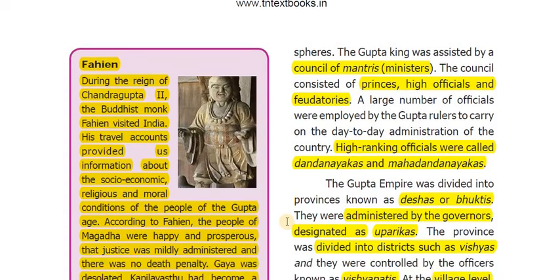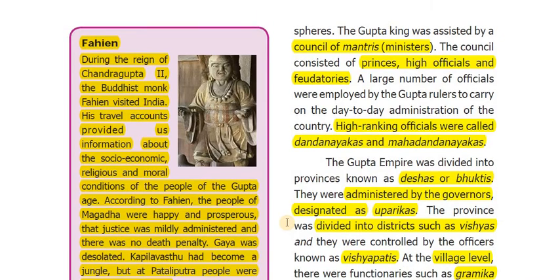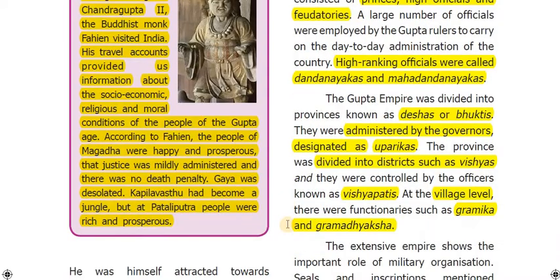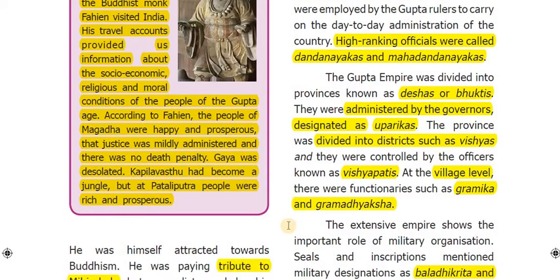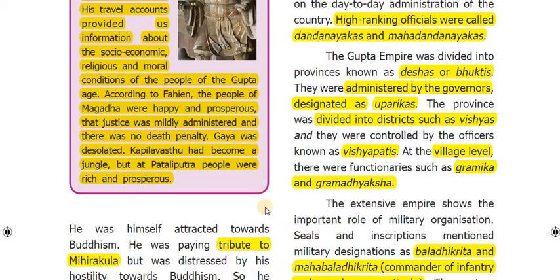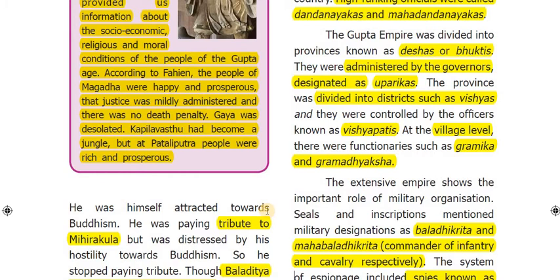A large number of officials were employed by the Gupta rulers to carry on the day-to-day administration of the country. High-ranking officials were called Dandanayakas and Mahadandanayakas. The Gupta Empire was divided into provinces known as Deshas or Bhuktis. They were administered by governors designated as Uparikas. The province was divided into districts such as Vishyas, and they were controlled by officers known as Vishyapatis. At the village level, there were functionaries such as Gramika and Gramadhyaksha.